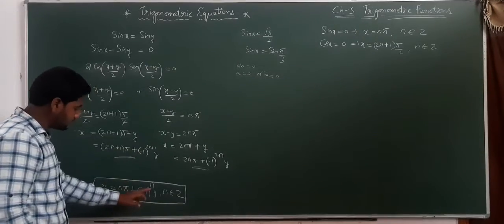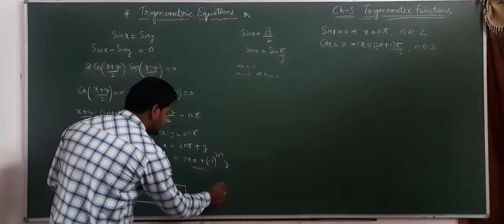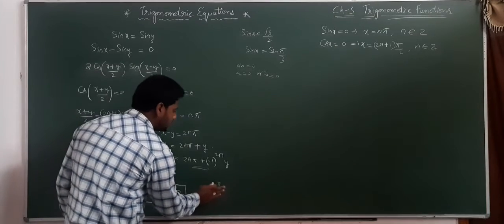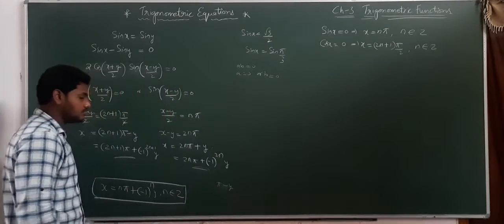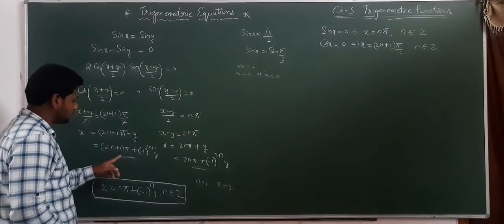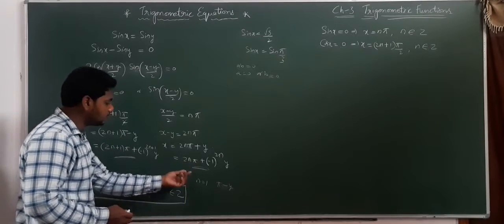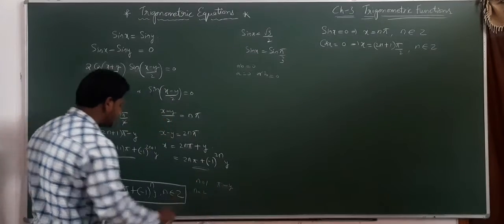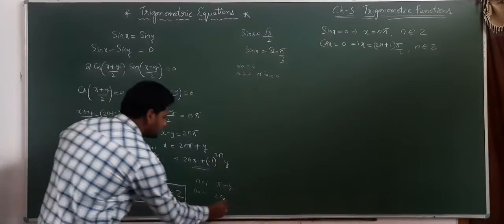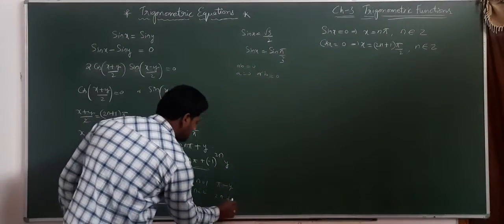Let us check. For example, take n equal to 1. This is 1 into pi, this is pi, plus minus 1 whole power 1 is nothing but minus 1, which is equal to pi minus y. If n is equal to 1, here you substitute that, and here also you will get the same, in terms of odd. If n equal to 2, this is 2 pi plus minus 1 whole power 2. Minus 1 whole square is nothing but plus 1.